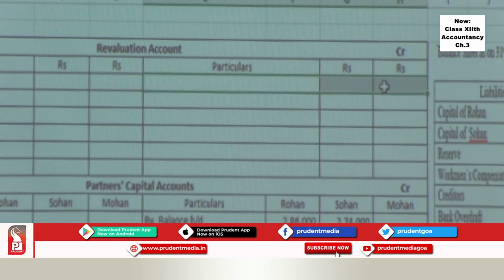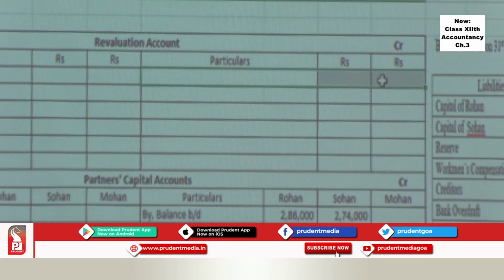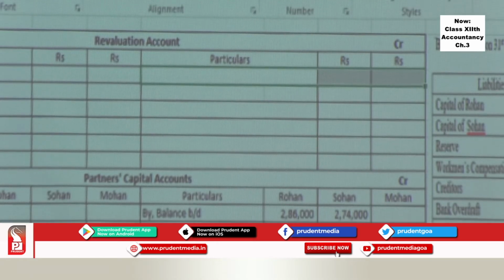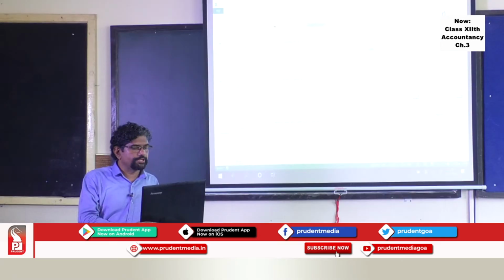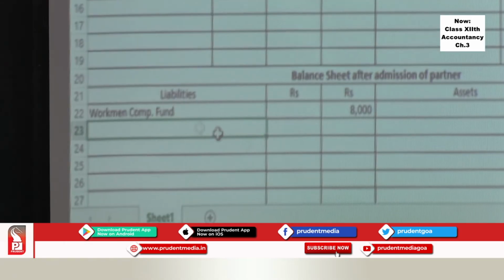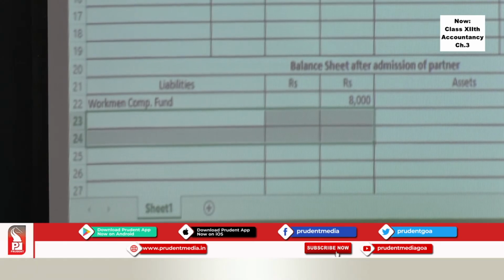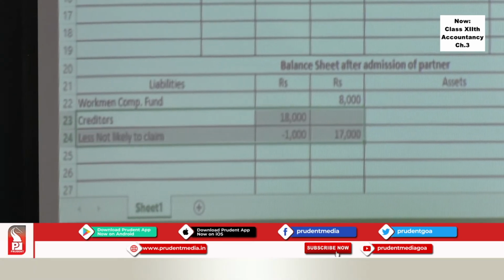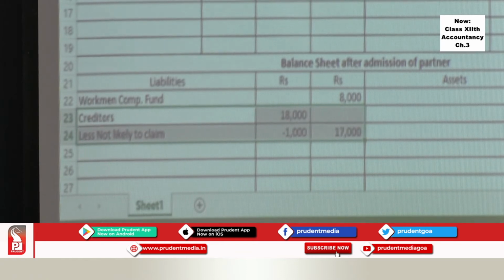Only that decrease. 1,000 rupees is our gain, not 18,000, not 17,000. Only 1,000 rupees is our gain. So we are going to show it on the credit side of the revaluation account. And now in the balance sheet, we will show the new value of our creditors. What would be the new value of our creditors? 18,000 less 1,000, which is not likely to be claimed. The new value of our creditors would be 17,000.